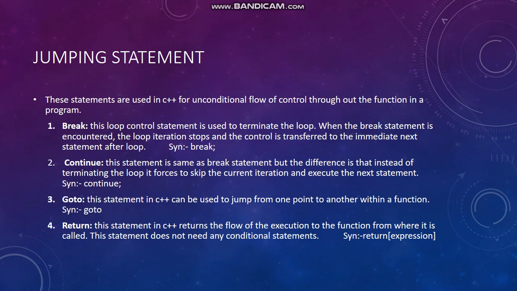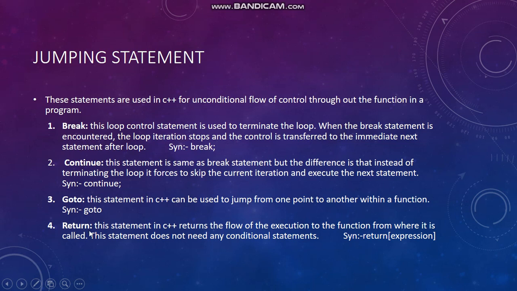Now the third one is the goto statement. This goto statement in C++ is used to jump from one point to another within a function. For example, if I have written a 10-line program and after executing some lines I want to go back again to the 5th line, then I will write goto and the line number. It will redirect me to the 5th line. So in the syntax, you have to use goto and the line number.